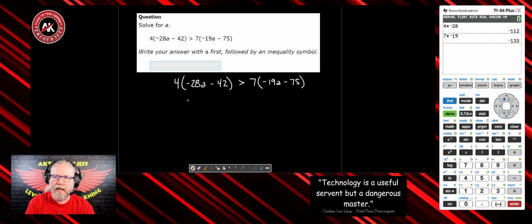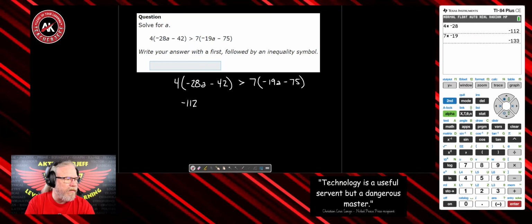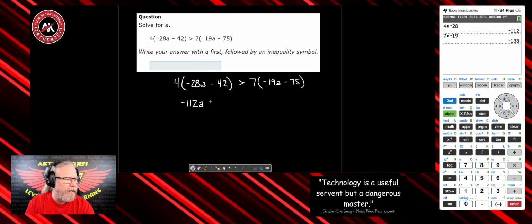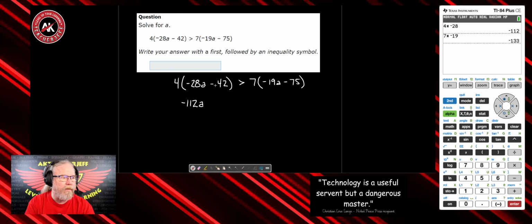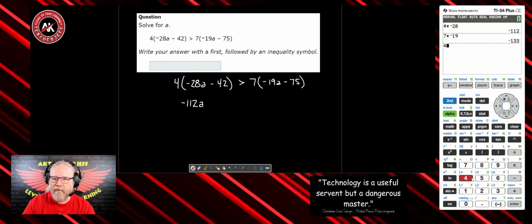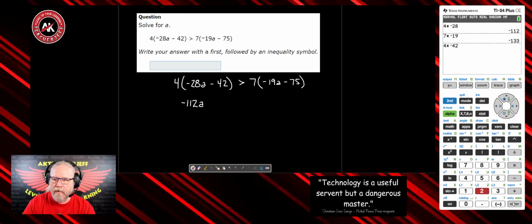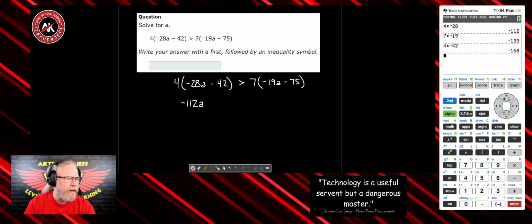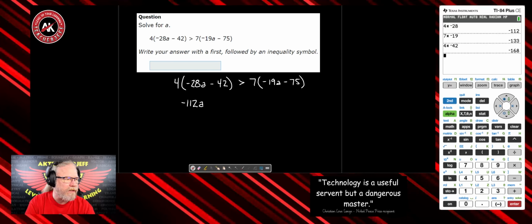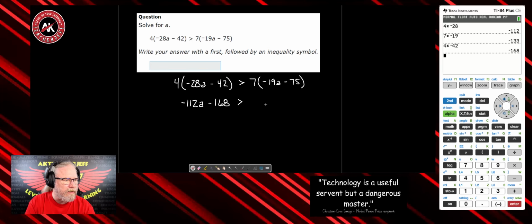So the 4 times the negative 28 is a negative 112. And the a goes along for the ride. And we also had the 4 times negative 42, right? So we need 4 times negative 42. And on that, we get negative 168. So negative 168. Let's bring down our sign.